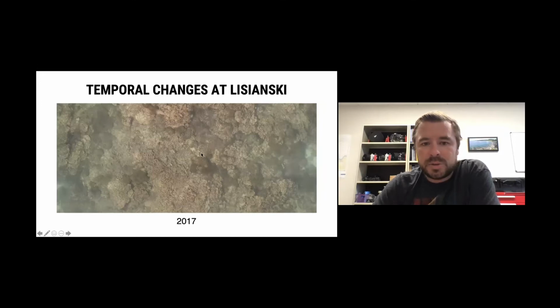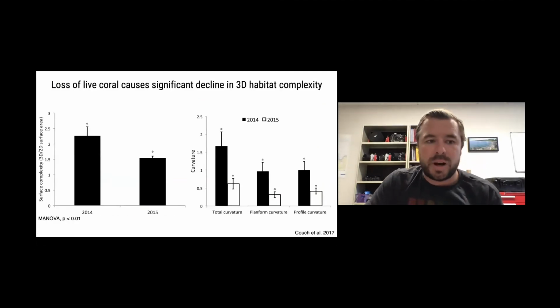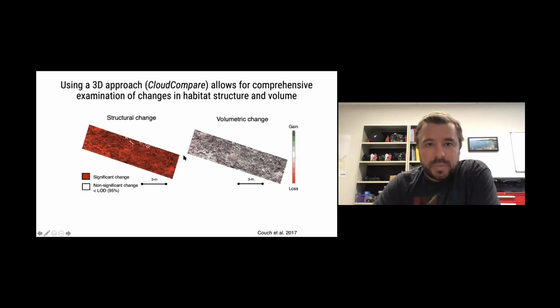And so again, the structure appears to be there, but when we ran these analyses, we saw significant drops in all values of structural complexity. So this graph is really just, to explain it quickly, showing you we see drops in structural complexity, drops in curvature, et cetera. So complexity is changing. And then using CloudCompare tools, we can actually look at specific plots, and everywhere in red are areas of significant change.